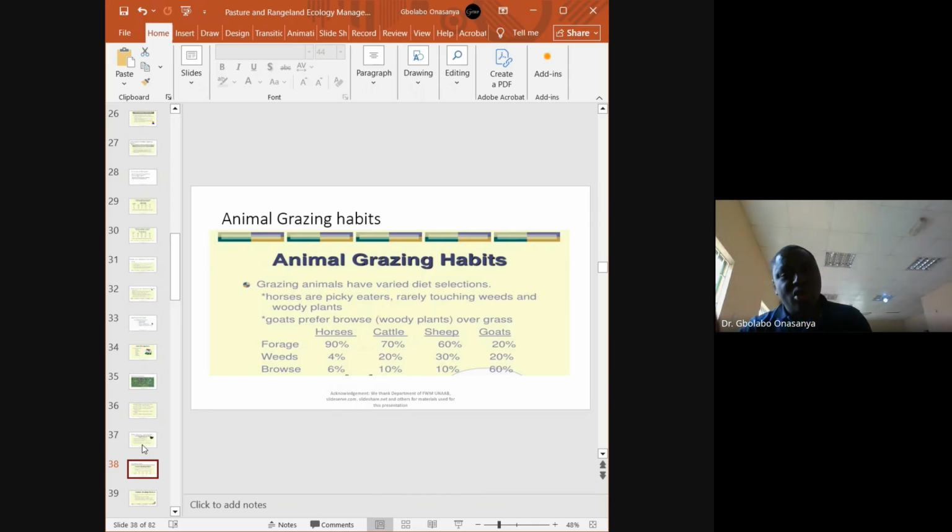And I told you, goat is a browser. In terms of browsing, horse doesn't used to browse. Horse browse 6%. Cattle 10%. Sheep 10%. Goat 60%. And that is why I used to tell you that goat is a browser.